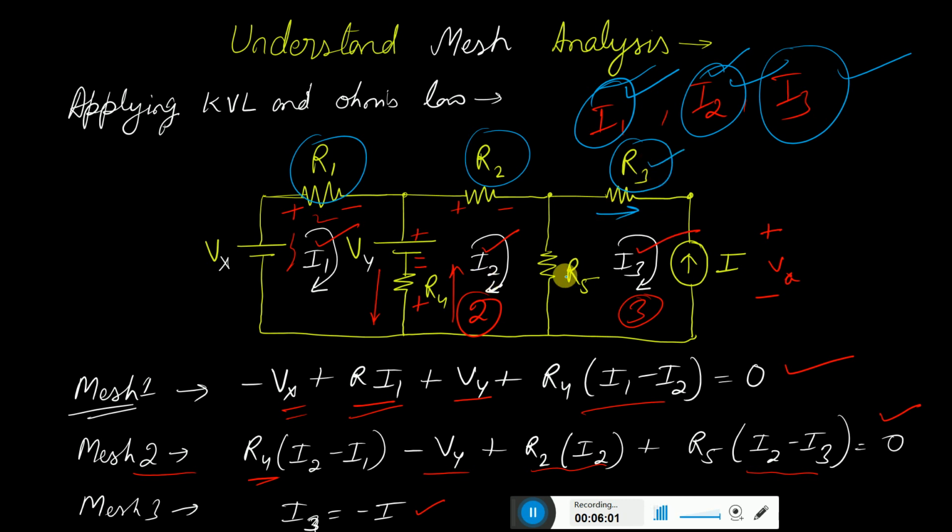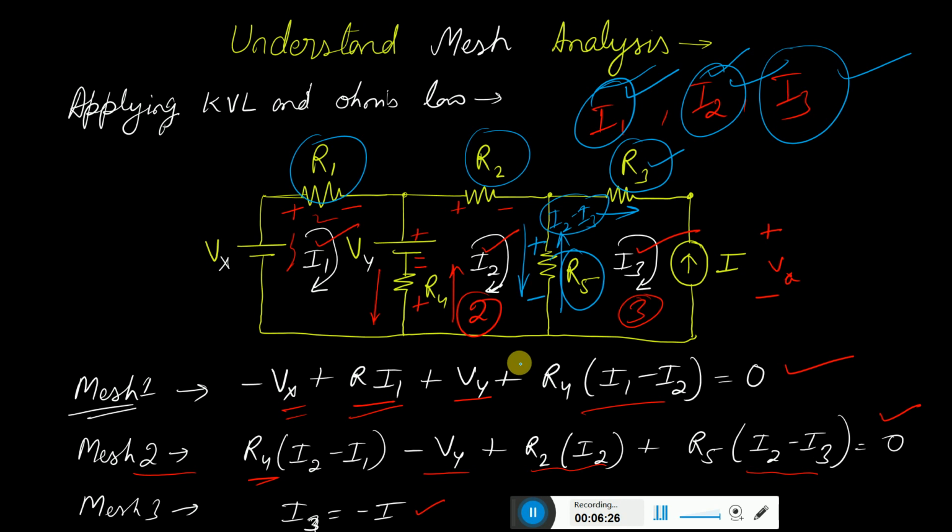Or somebody asks what is the current through R5? You will say, okay, what sign do you want? So you will say I2 is the current which is top to bottom, and I3 is the current from down to up, and then you can say I2 minus I3 is the current which is going through this R5. In that way, we can use mesh analysis and solve it.